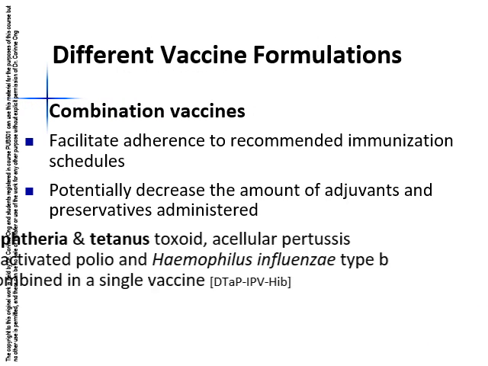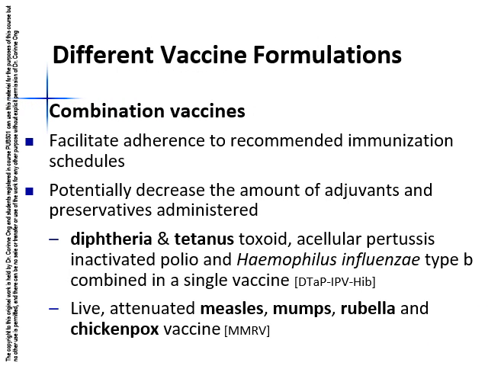There are several different types of vaccine formulations. The first type is the combination vaccine. This is a type of vaccine which provides protection against several different diseases, so that adherence to recommended immunization schedules can be facilitated. It also potentially reduces the amount of adjuvants and preservatives that would have been received if the vaccines were administered separately. Examples of combination vaccines are the diphtheria, tetanus, pertussis, polio, and Haemophilus influenzae type B vaccine, also called the 5-in-1 vaccine or DTaP-IPV-Hib vaccine.